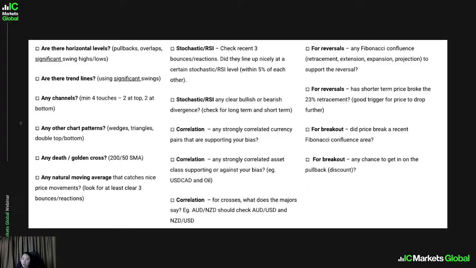really use these, but hi Jamilu, hi, welcome. Stochastics, correlation, and for reversals and breakouts, these are the certain things you want to do. When I talk about correlation, we're talking about, let's say if you're trading any USD pairs, you want to go look at DXY to see if it's going up or down.